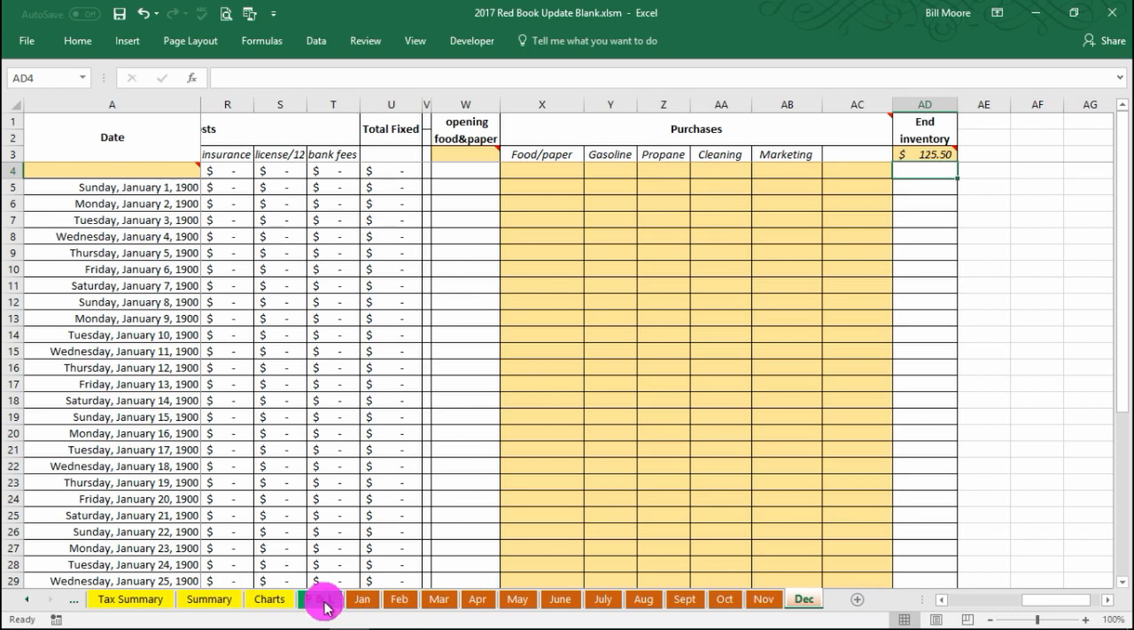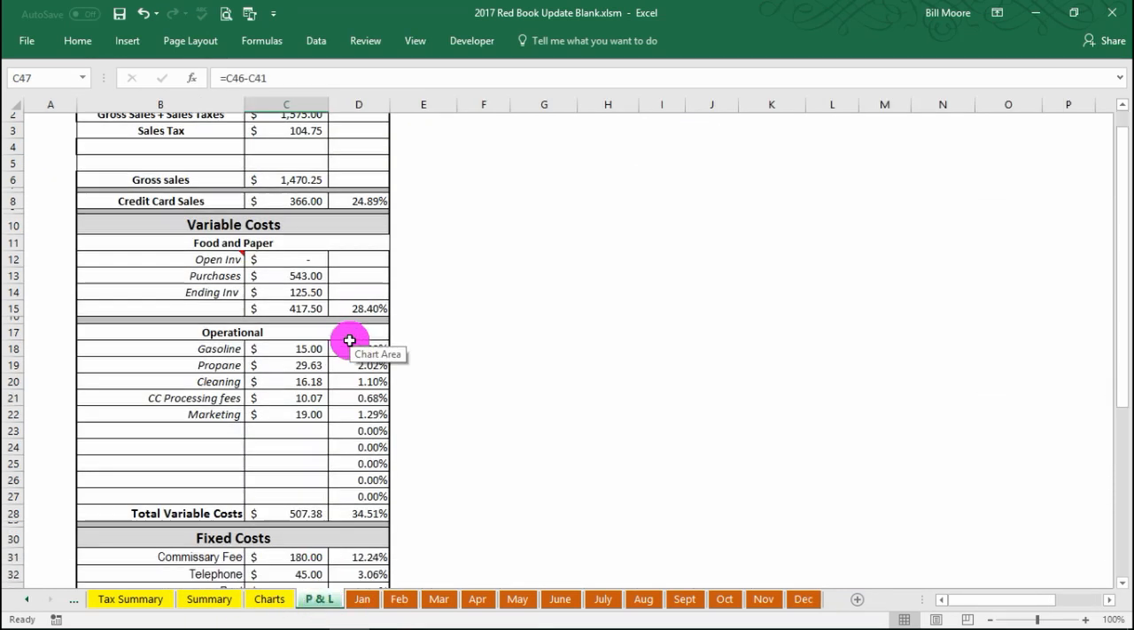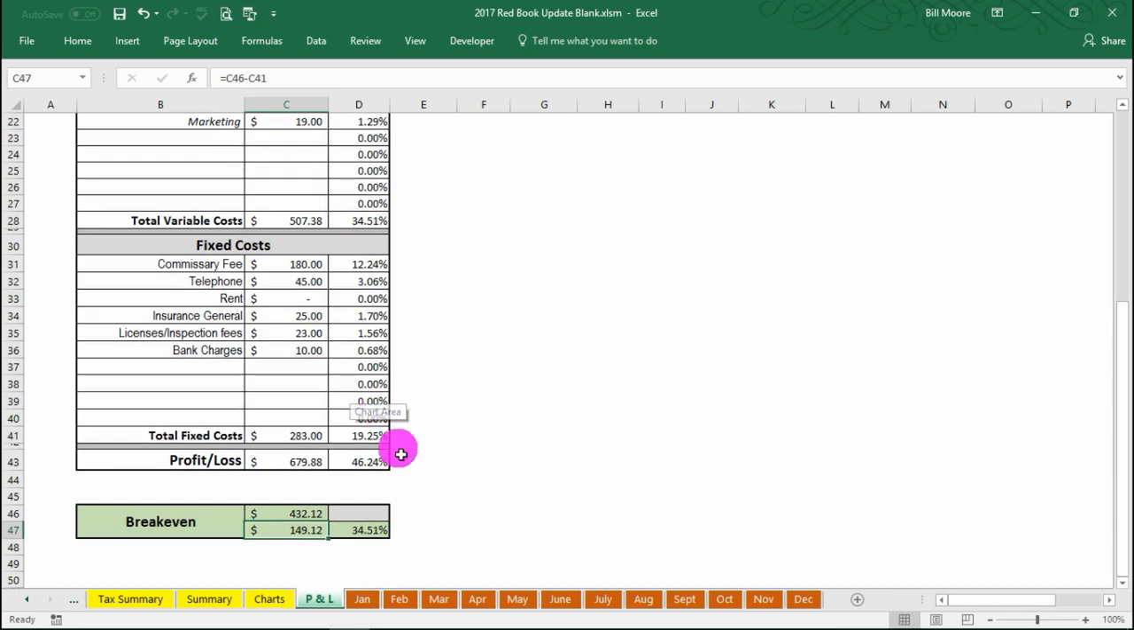And then for your profit and loss statement, you had a 46% profit, which is not bad. It'll get better as you open more days, because remember, I'm taking the full brunt of these guys and having only been open 3 days. So it gives you a profit of $679.88. Not bad, not bad.